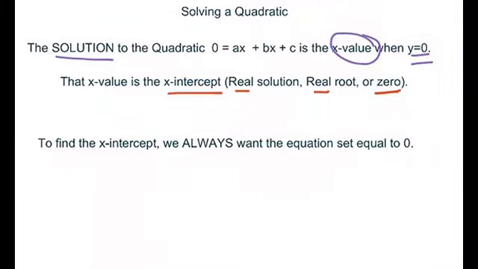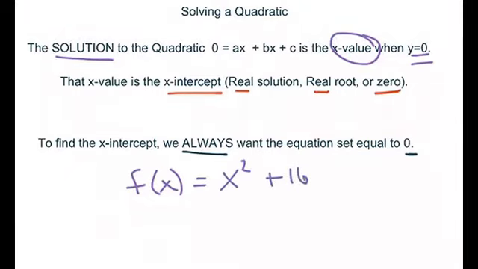So before we can find a solution of a quadratic, we need to always set the equation equal to 0. So if you have the equation f of x equals x squared plus 16, before we solve it, we're going to replace that f of x with a 0. Because that's what we're looking for, is what is the x value when the y is 0. Okay?